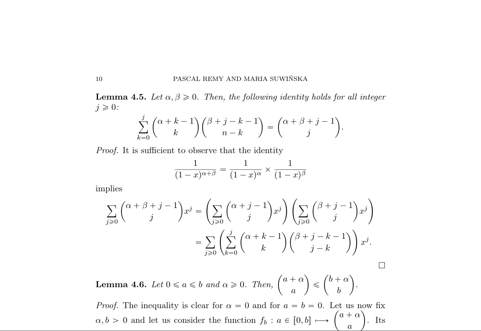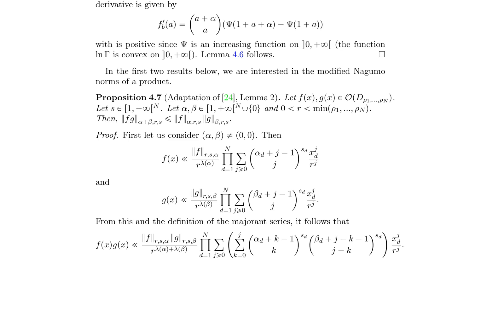Specifically, they deal with the behavior of the coefficients in the majorant series and their relationship to the parameters alpha and beta. These results are essential for establishing the properties of the modified Nagumo norms. The final proposition, 4.7, is an adaptation of a result from [24], which demonstrates the triangle inequality for the product of two functions in OPD ρ1, ..., ρn. This result is crucial for establishing the properties of the modified Nagumo norms and their applicability in the context of Gevrey regularity for inhomogeneous nonlinear moment partial differential equations.